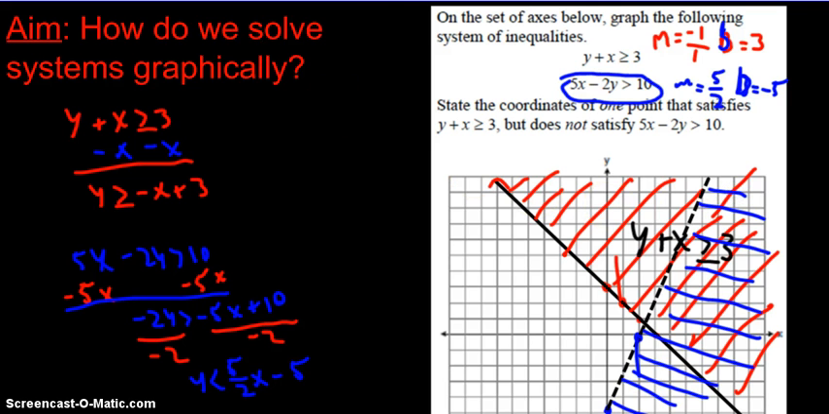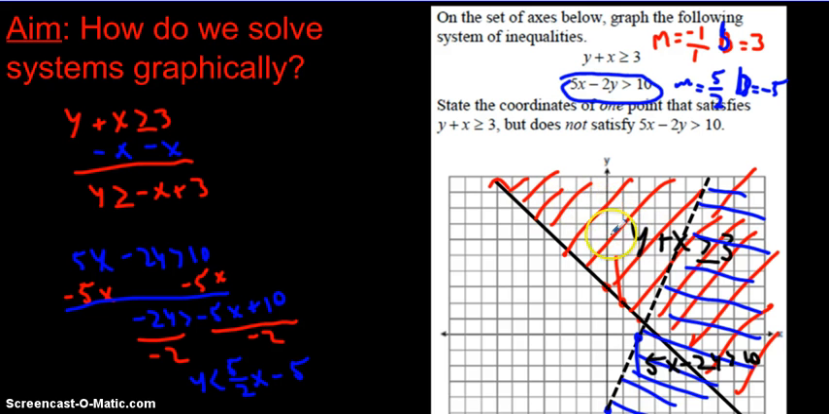So this inequality, this shaded region, is y is less than... Probably better to use the actual equation they used. This is 5x minus 2y is greater than 10. Alright, so if we look at this question a little more clearly, they want the coordinates of a point that satisfies this one, but not the other one.